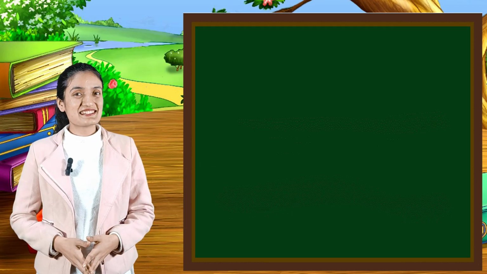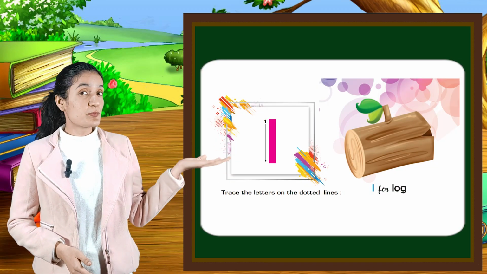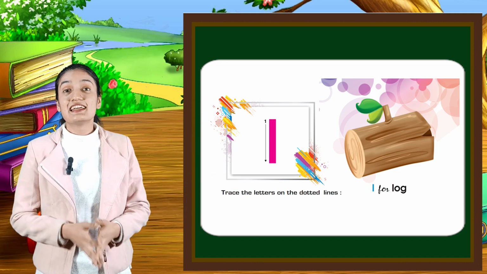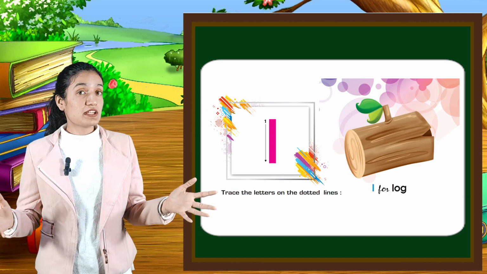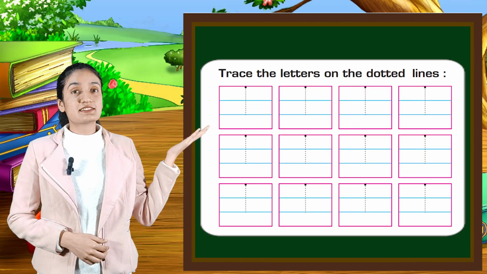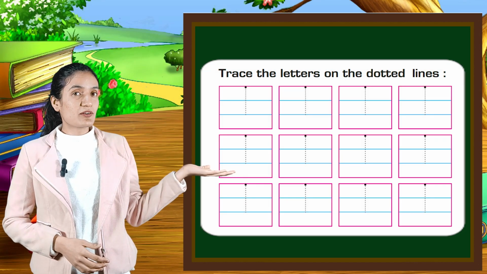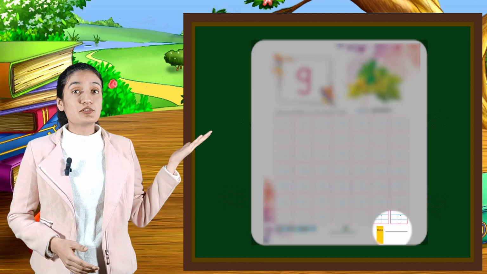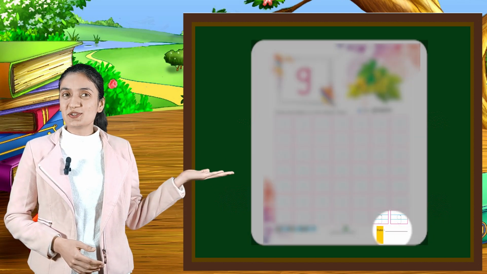Now the next letter is L. How to draw small L? Just draw the straight small line and it will be L. L for log. So kids, now trace the letters on the dotted lines. हमें इन dots को join करना है and L बनाना है. And also mention the date in your notebook.